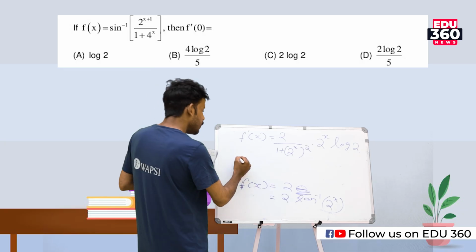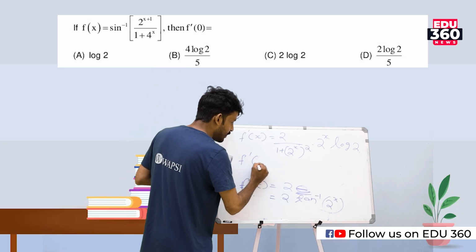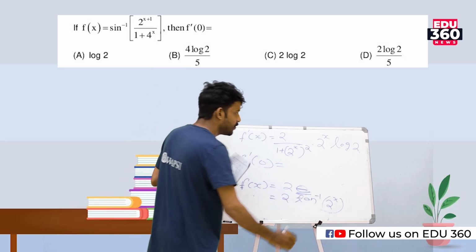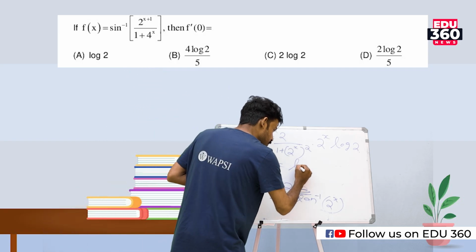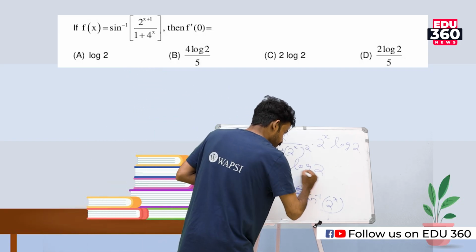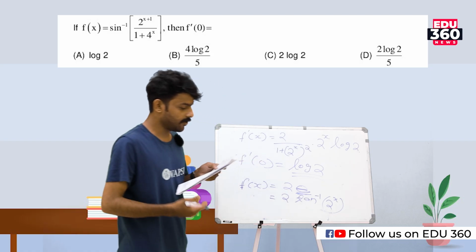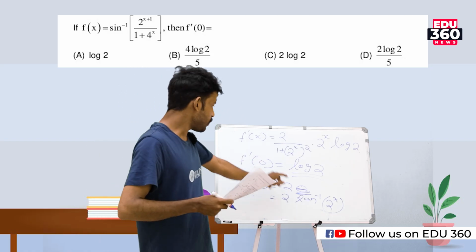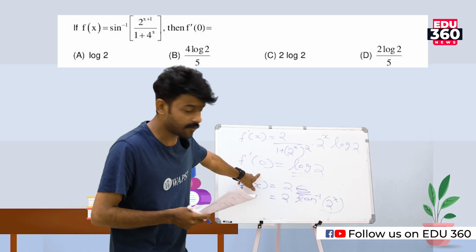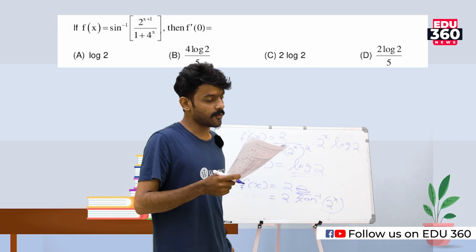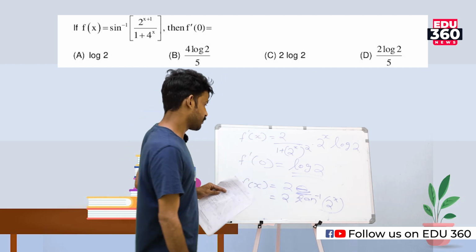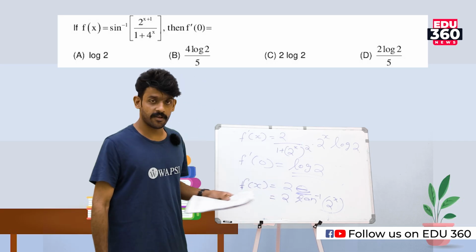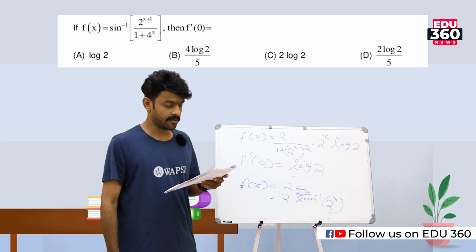So hereafter we can find f dash of 0. What is the value of f dash of 0? F dash of 0 is equal to log 2. So this is the final answer. F dash of 0 is equal to log 2. So for this question, option A is the correct answer.